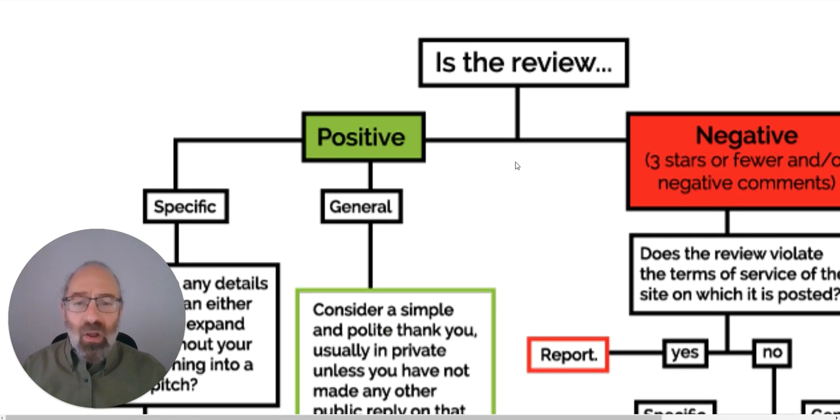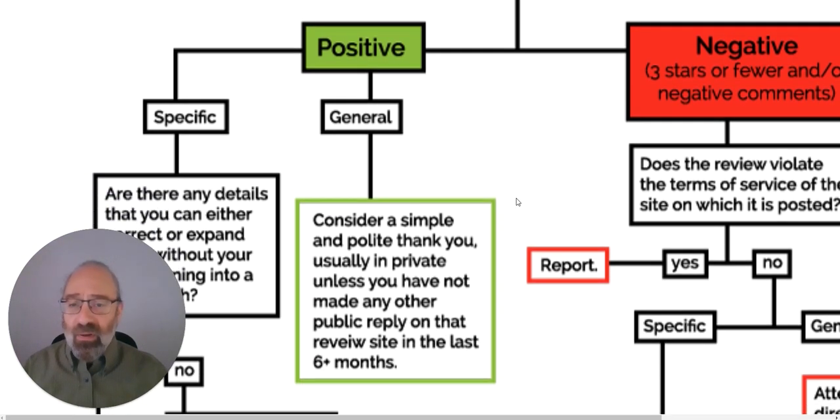First of all, we're going to assess: is the review positive or negative? Negative generally means 3 stars or fewer. Technically, it could be a 5-star review but have negative comments, so you can decide for yourself what's ultimately negative, but generally 3 stars or fewer are the ones you want to be looking at as negative, whereas 4 or 5 stars is generally positive.